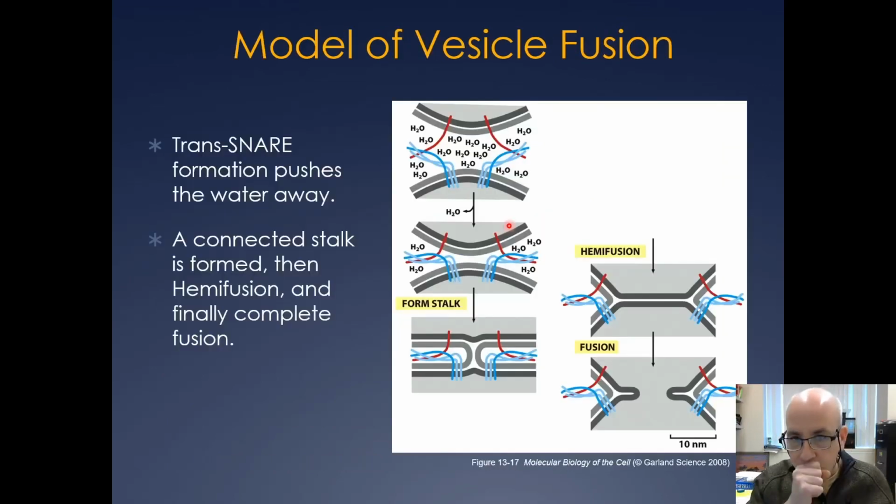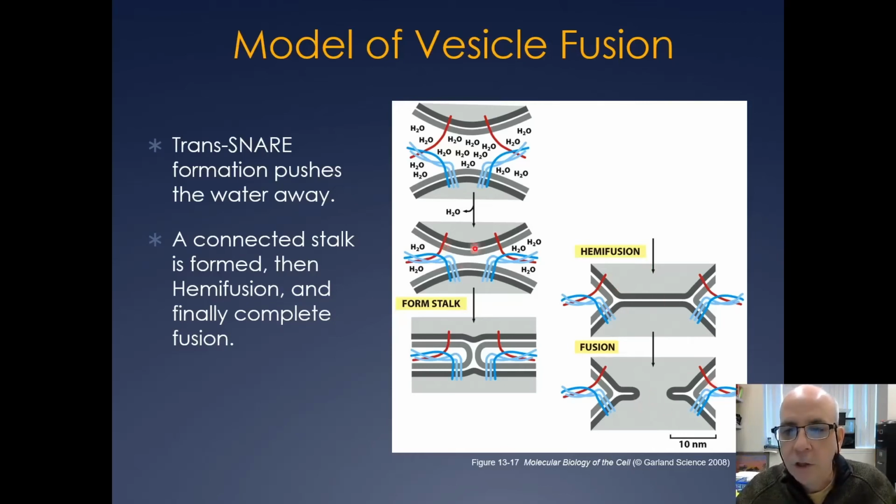And to actually get the fusion, once again, you have a hydrophilic surface coming together with a hydrophilic surface, and this is a thermodynamically unfavorable event. So what ends up happening is the trans-SNARE pairing pushes out the water, and then it pulls the membranes together, and what you get is this stalk formation and then hemifusion. And then once you get the hemifusion, it can start to spread, and then ultimately you get fusion.